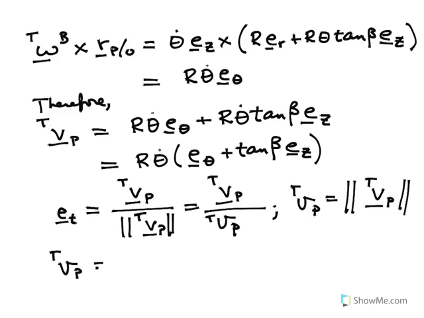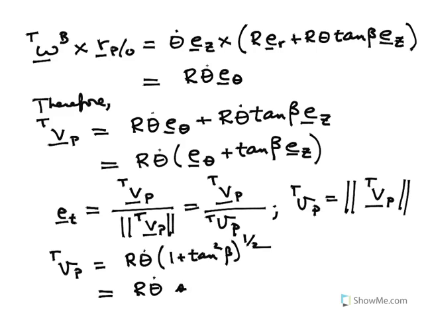So let's compute it. If I look at this vector, if I assume theta dot is positive because we're going, say, up the helix, then we get R times theta dot times the magnitude of the vector that's in the parentheses, which is 1 plus the tangent squared of beta to the 1/2. But 1 plus tangent squared beta is equal to secant squared beta, so I get R theta dot times secant squared beta to the 1/2, which is equal to R theta dot times the secant of beta.